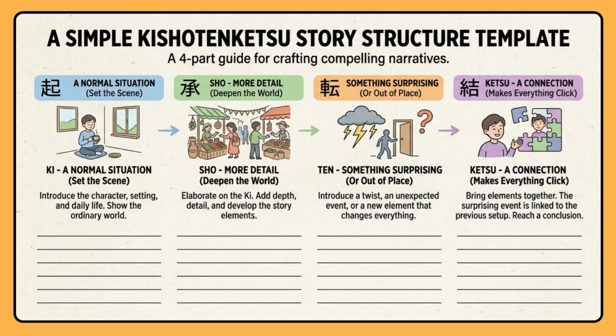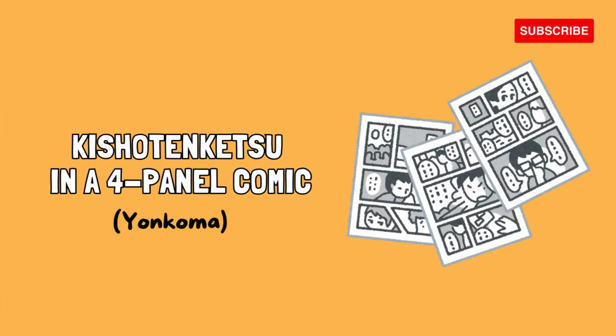Here's the structure laid out simply. Ki, a normal situation. Set the scene. Sho, more detail. Deepen the world. Ten, something surprising or out of place. Ketsu, a connection that makes everything click. The clearest way to see this structure in action is in the Japanese 4-panel comic format called a yonkoma.